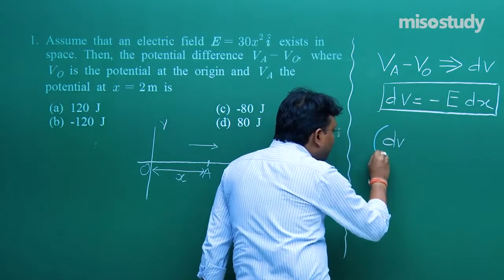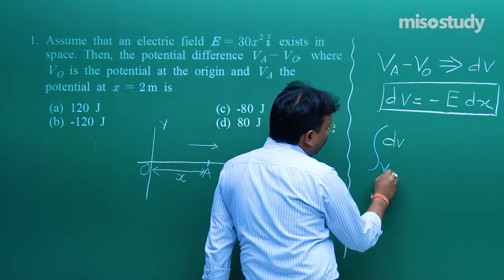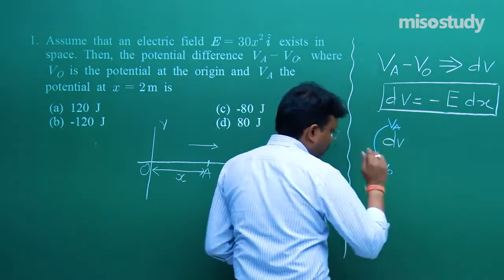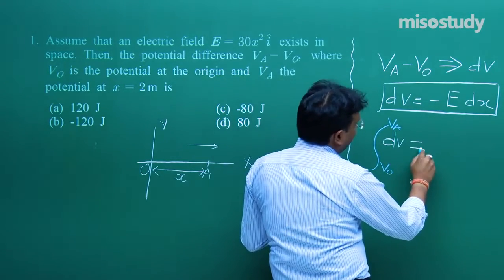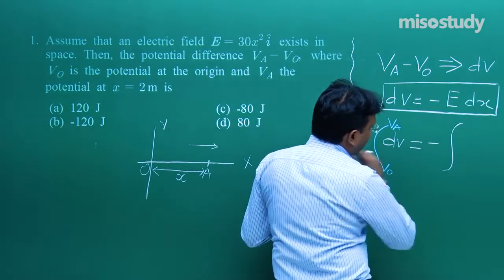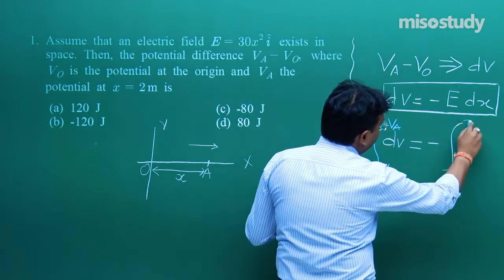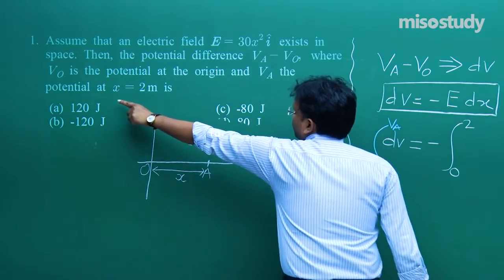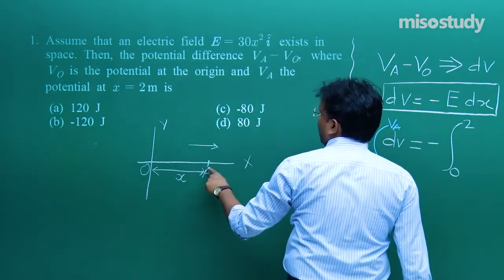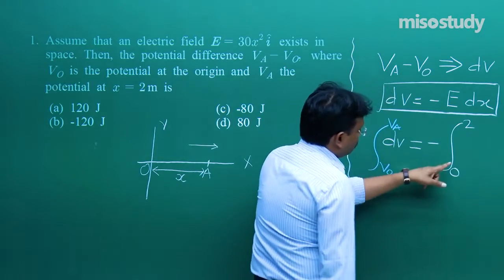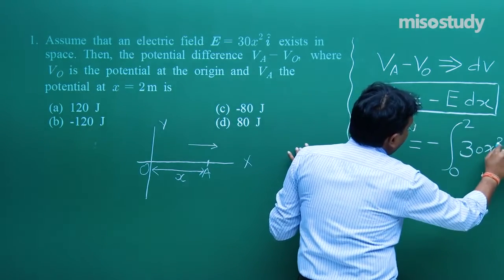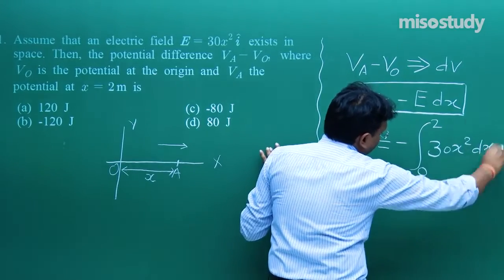Okay. Now after this, what I'm supposed to do, I will write down the integral of dV from VO to VA, I hope no problem to anyone, equals minus the integral from 0 to 2. Why 0 to 2? Because the starting point is at the origin and the ending point, this x, is at A, that is 2 meter. So 0 to 2 and 30 x square dx.